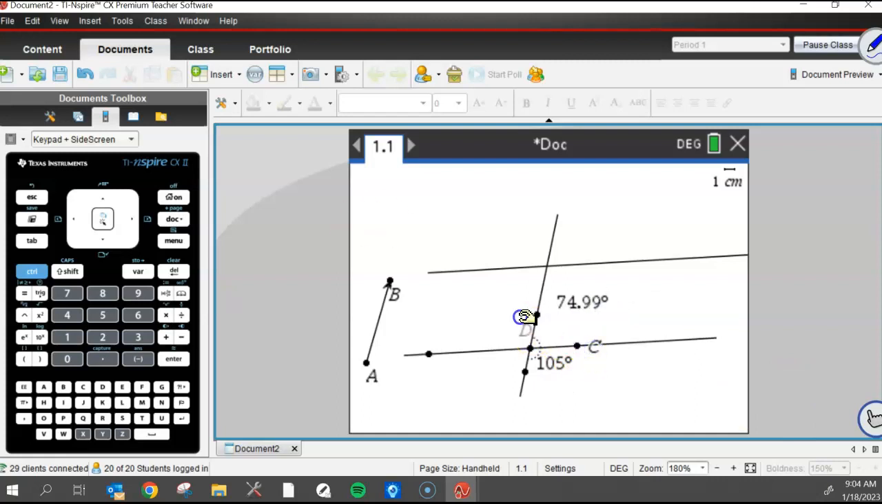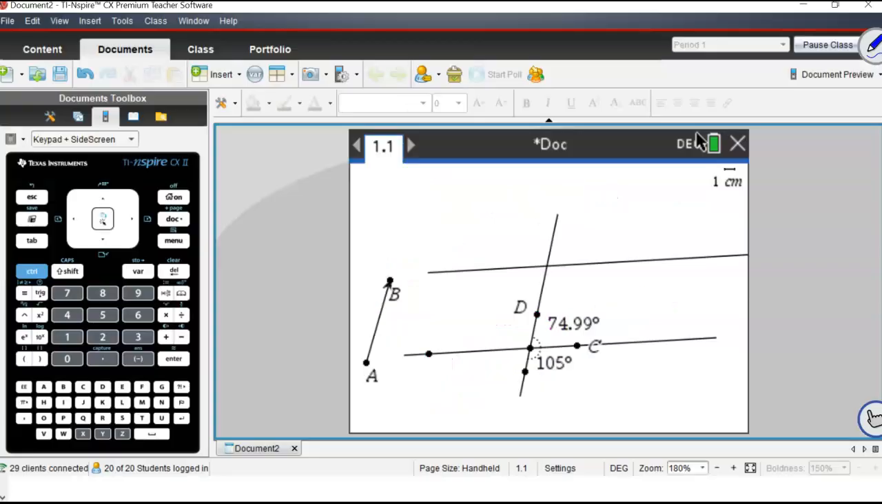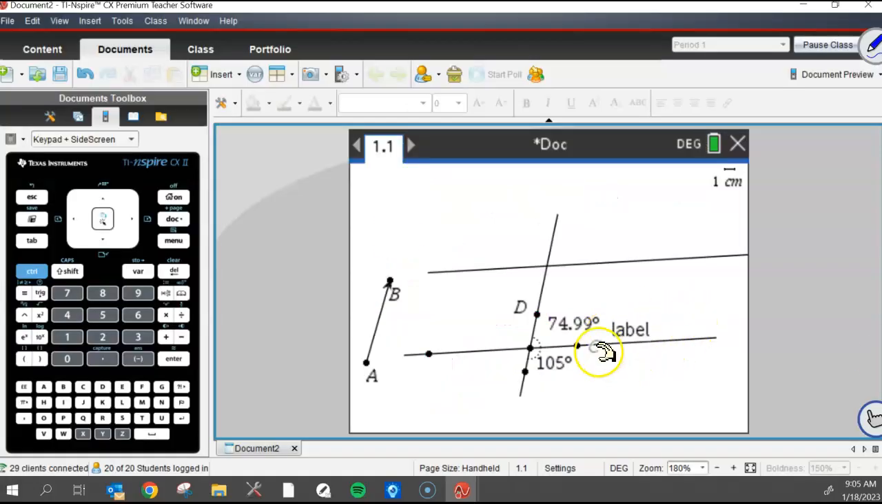You might see some of this too, folks. Can we talk about what we see here? Why does it say 74.99? I thought according to my diagram it was supposed to be 75. What's happening? Let's review because we've seen that before. Joshua, what's happening?